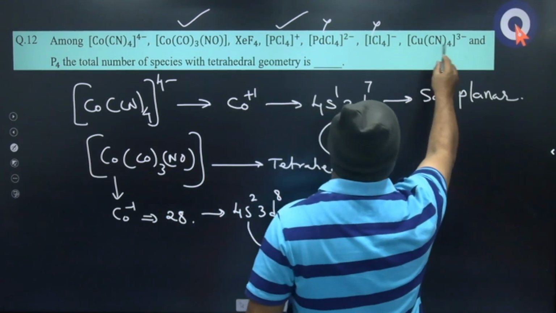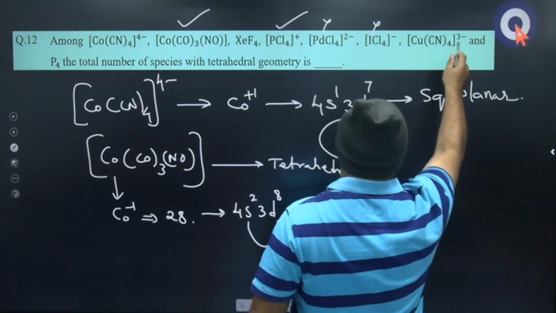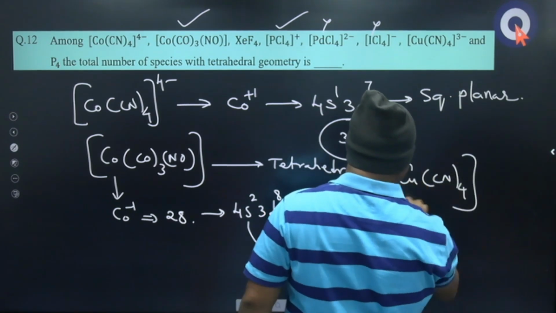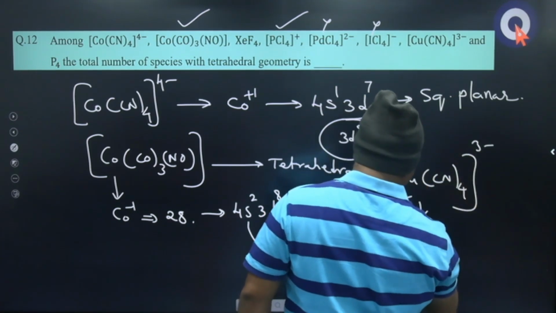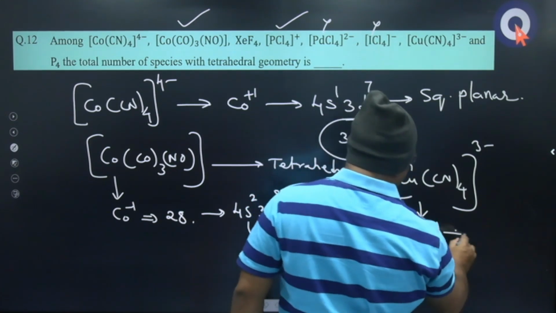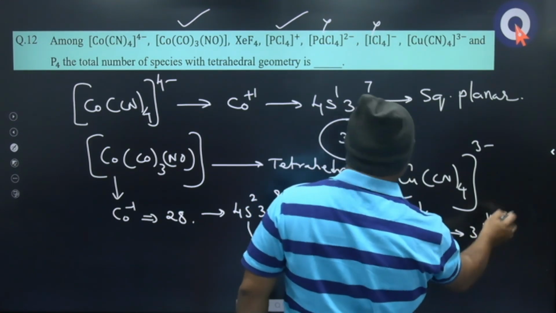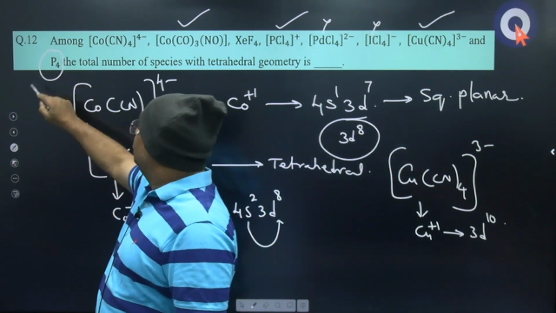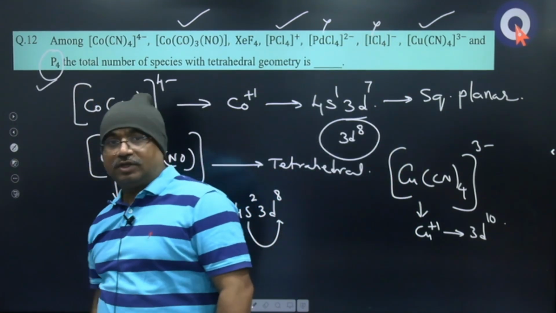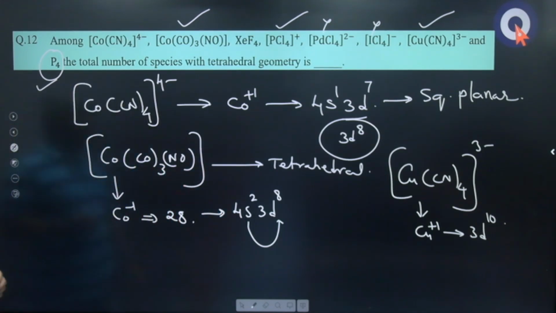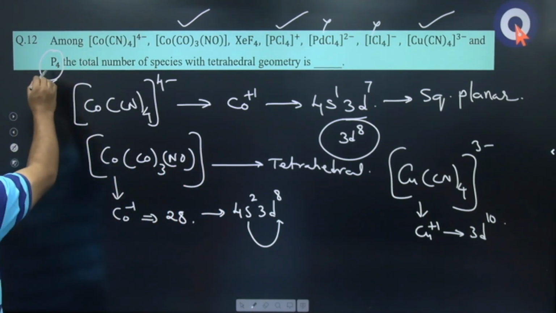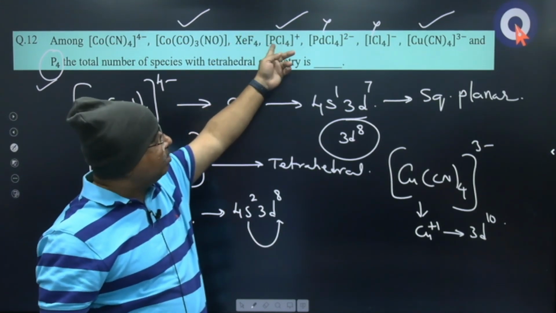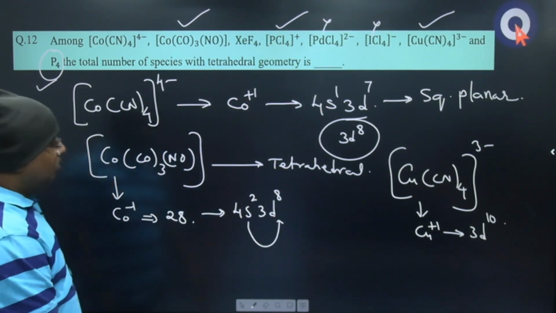Then copper, this complex is again, copper is in +1, Cu(CN)4 3-. So copper is in +1, means d10 configuration, so that it is sp3. Then phosphorus is anyhow directly tetrahedral. Okay, so these are the 4 species.